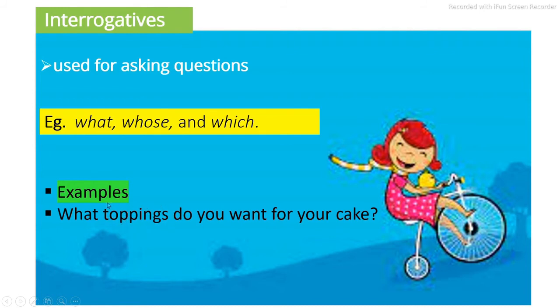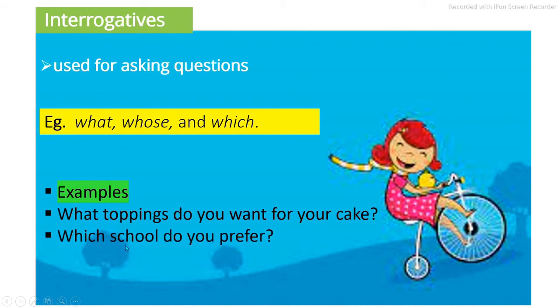So we will ask that question, we will place that WH word before the noun. Here "what" is used as a modifier only, a modifier of the noun topping. So it is also called a determiner, but as it is used for asking a question, it is called the interrogative. Okay, next is, which school do you prefer?